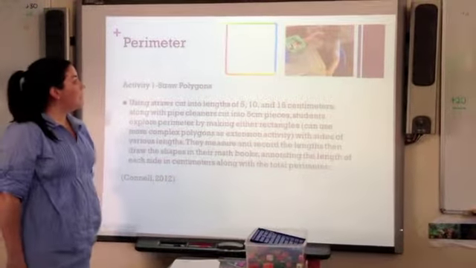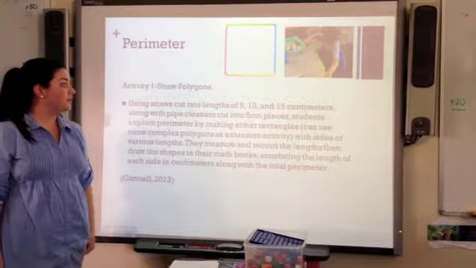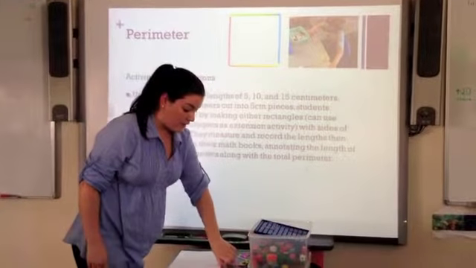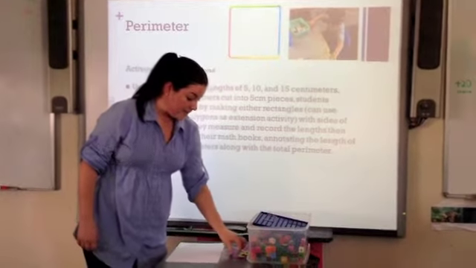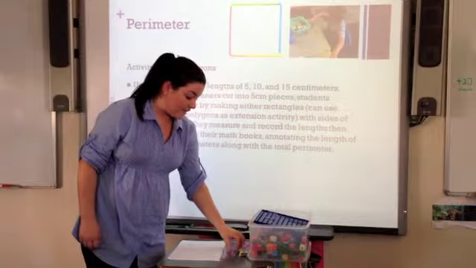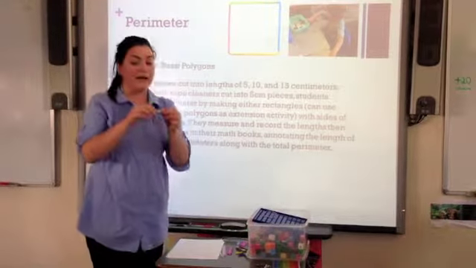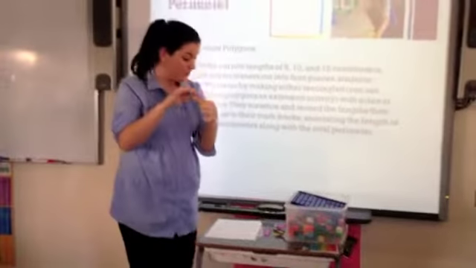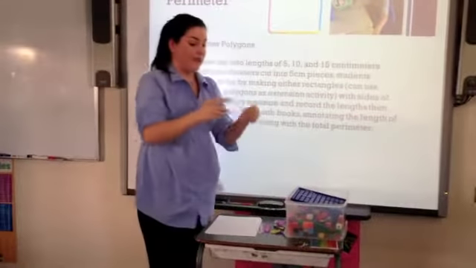The first activity I will be doing is using straw polygons. For this activity I've got pre-cut straws of 15, 10 and 5 centimetres. I've also cut little bits of pipe cleaner which are 5 centimetres that you can bend to join the straws. So I've done one as an example.